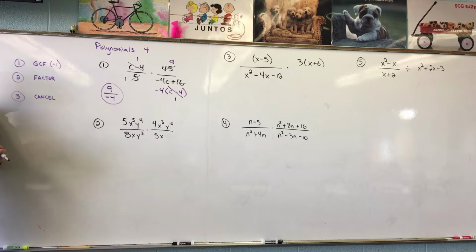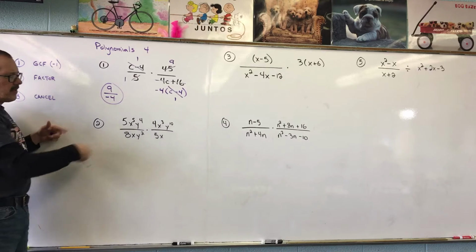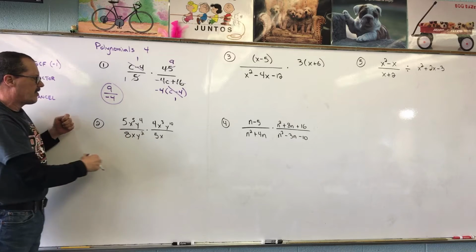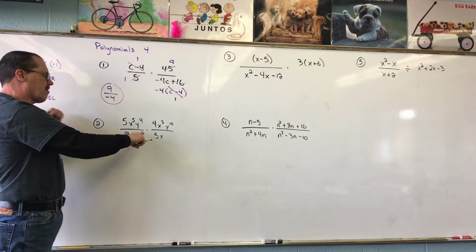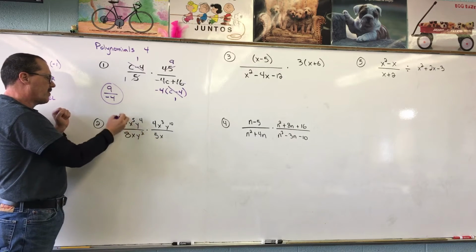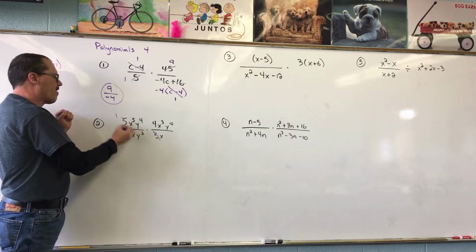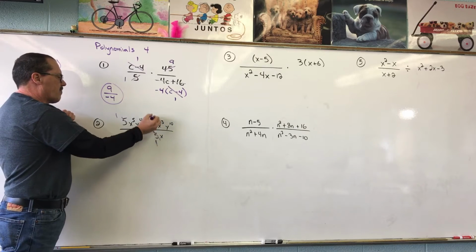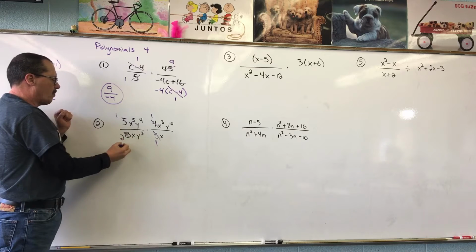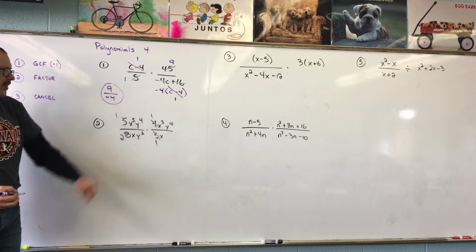Okay, number 2. This one doesn't have any plus or minus signs at all. This is just all times. I think the easiest way to do these is cancel your numbers out first. So 5 and 5 go to a 1 and 1. 4 and 8 go to a 1 and 2. And then multiply straight across.